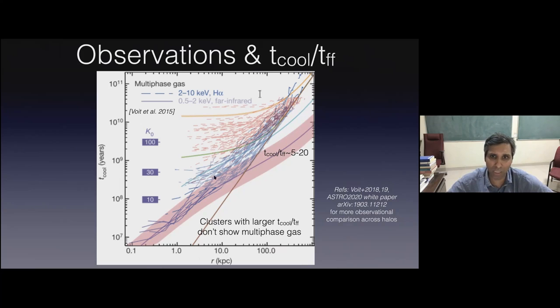according to these precipitation type models. And indeed, what is shown here in profiles are data from the ACCEPT sample, and these blue ones show evidence for cold gas in H alpha or in far infrared. Whereas the red ones, which have longer cooling times, do not show multi-phase gas. So there is some evidence that something like a Tcool over TFF of 10 is respected by real systems. In fact, there is much more work done by Mark, which shows observational comparisons across halo masses.